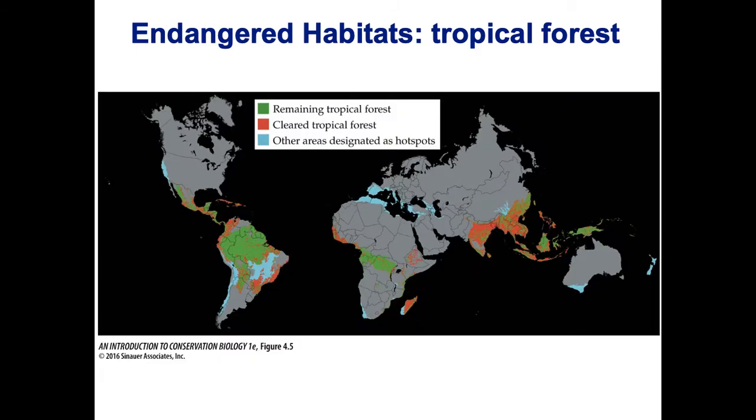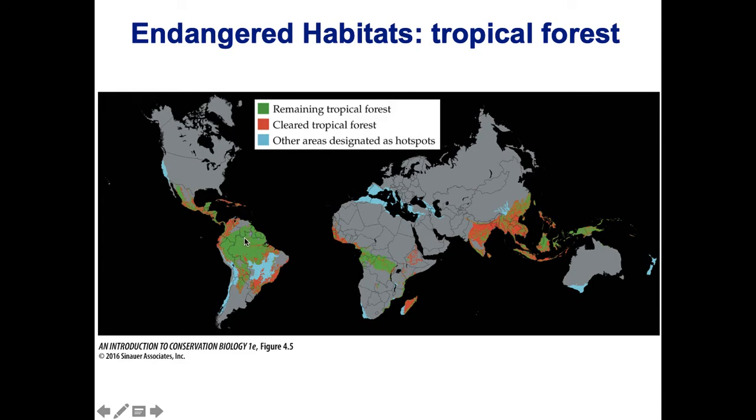So this map shows in green the remaining tropical forest, red is cleared tropical forest, and blue are other types of biodiversity hotspots. And so you can see that a lot of the red is on the border of large parts of remaining tropical forest. So we can see the Amazon here, bordering a lot of it is cleared tropical forest.